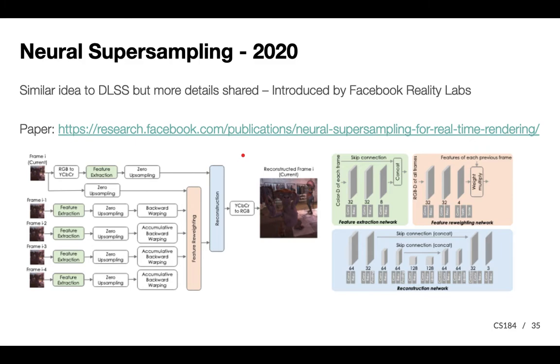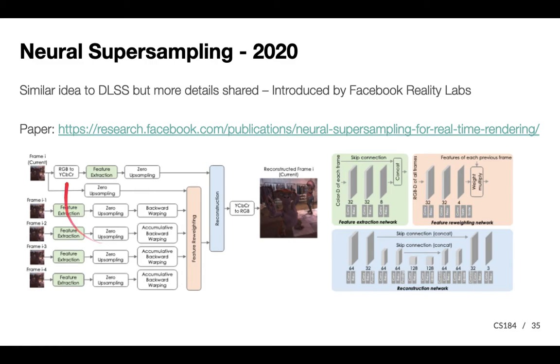Here at the bottom is an image of the whole pipeline. On the left we have the frame: it takes the current frame, the one we want to upsample, and then it takes the 4 last frames from 4 past steps. Then they all go through this feature extraction step, this zero upsampling step, then the past frames go through this backward warping, some feature reweighting, and then finally there's this reconstruction network before we do some color adjustment and get it into our final frame.